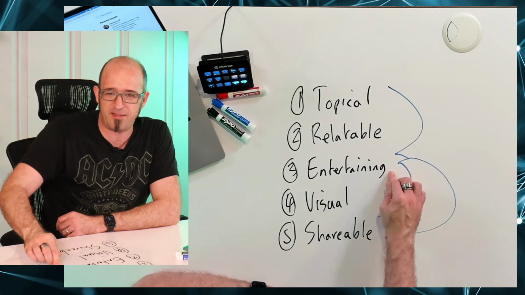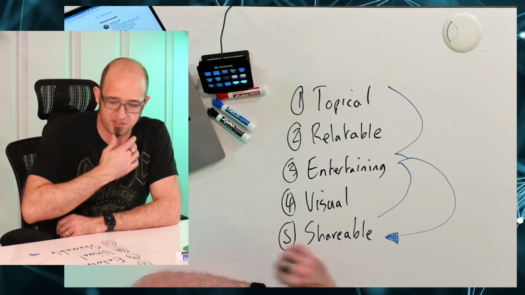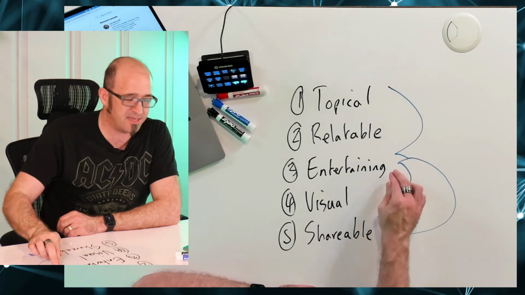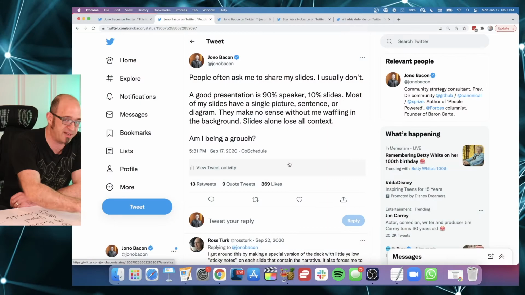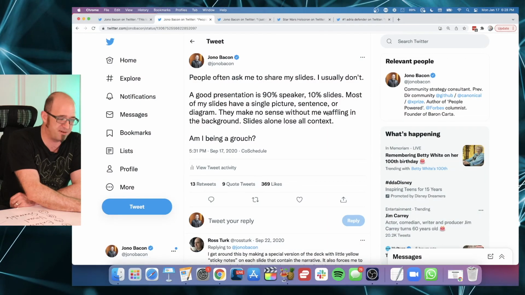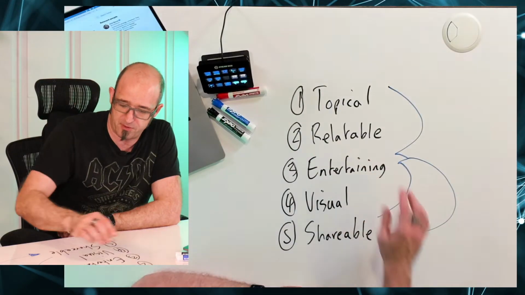So there's a little bit of that by talking about me waffling in the background. So it's kind of a bit looser language. But I am asking if I'm being a grouch. So I think that makes it a little bit more interesting. I think if I'd left off "am I being a grouch" and I hadn't mentioned me waffling in the background, it would be quite boring. So I think that made it a little bit more interesting.